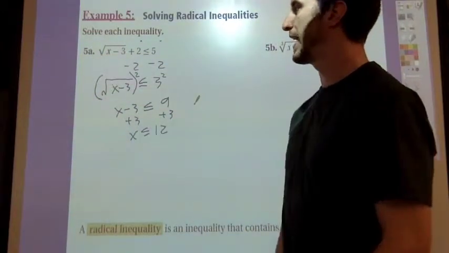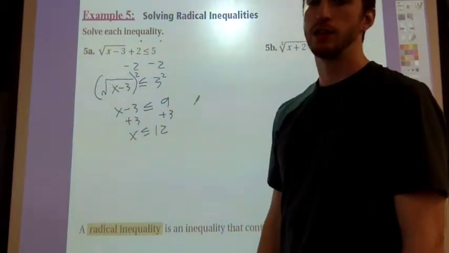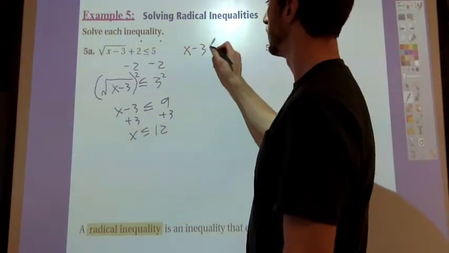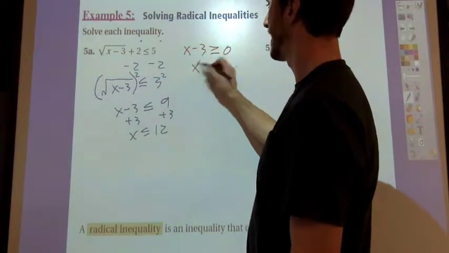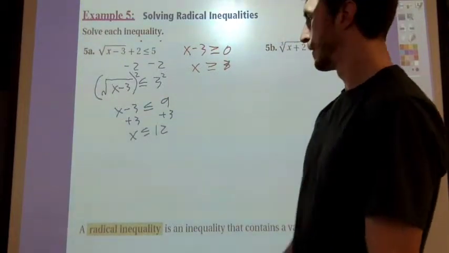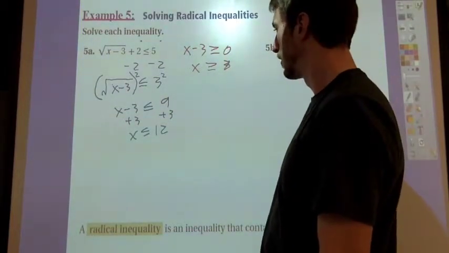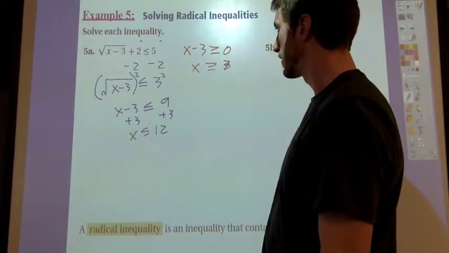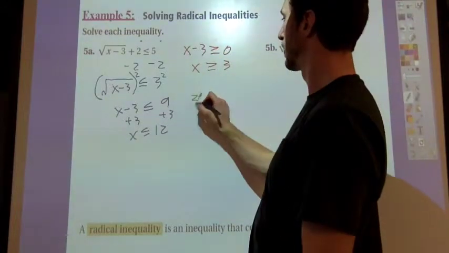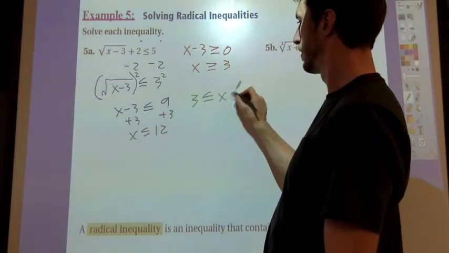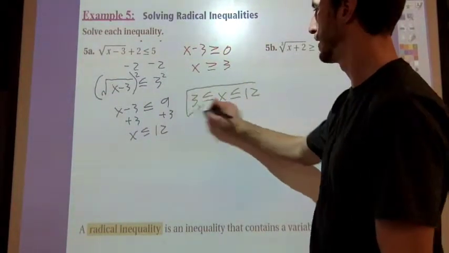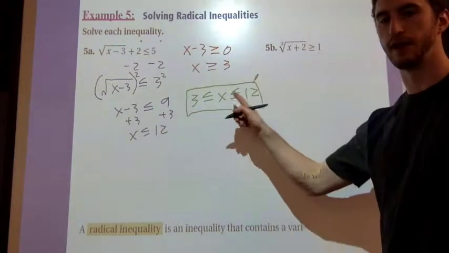Now I need to take my radicand and set it to being greater than or equal to 0. So I have x minus 3 is greater than or equal to 0. X is greater than or equal to 3. So now I have this interval. Let's see, is this right? Yes. So we've got this interval from 3 to 12. Okay? And that is your final answer. And you can look at the graph to make sure that that's right.